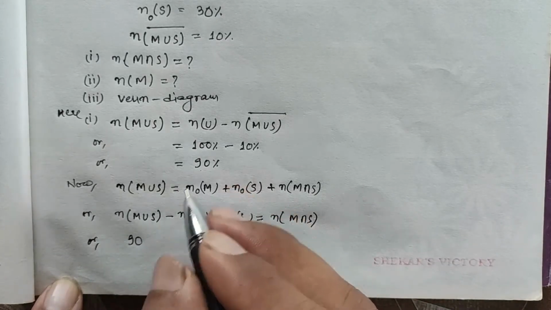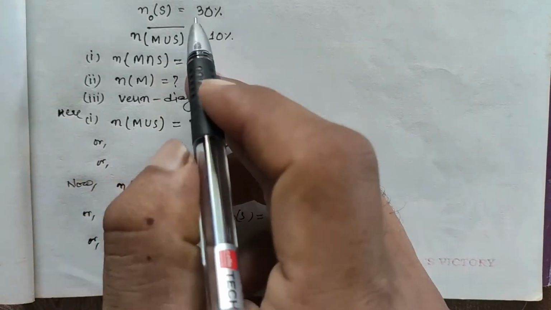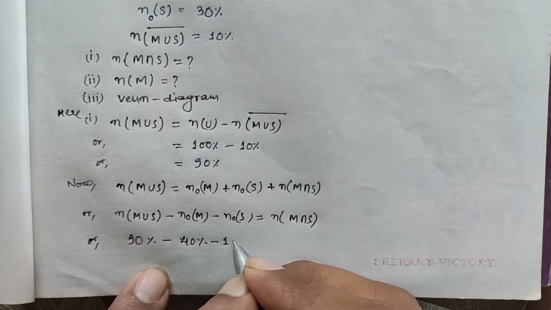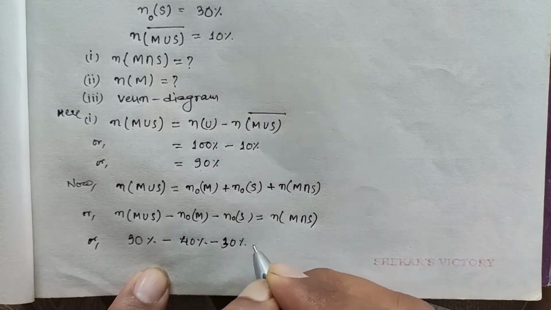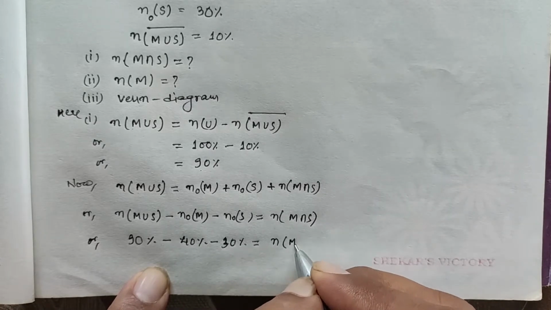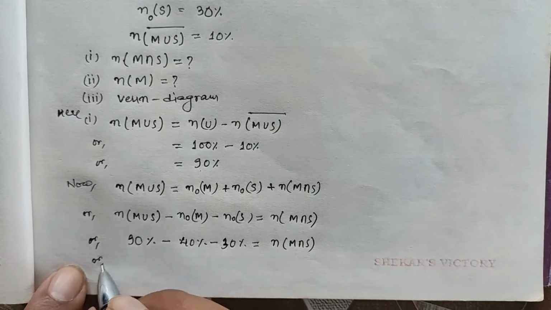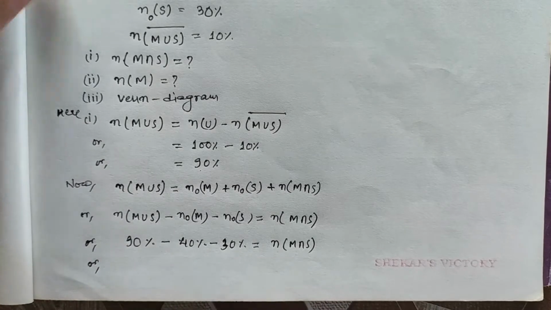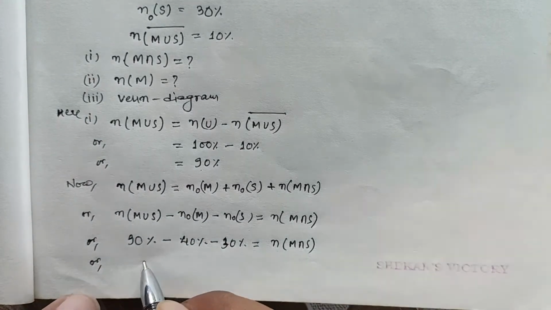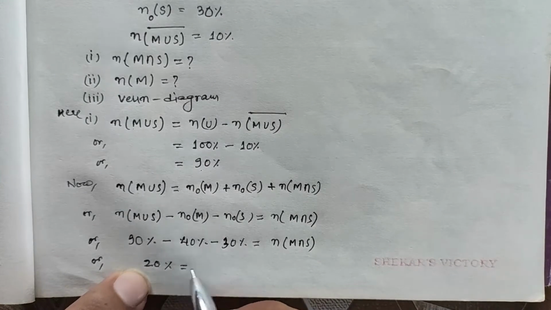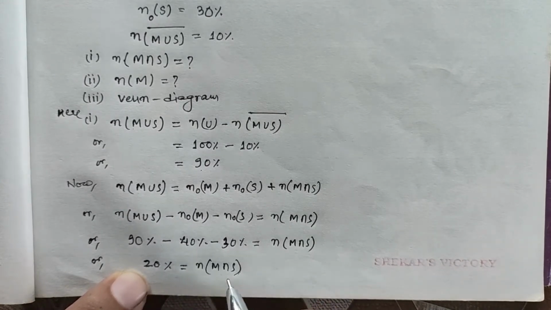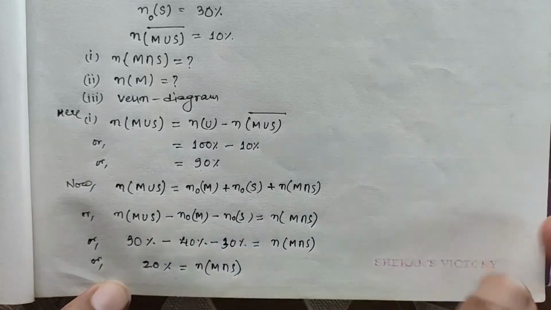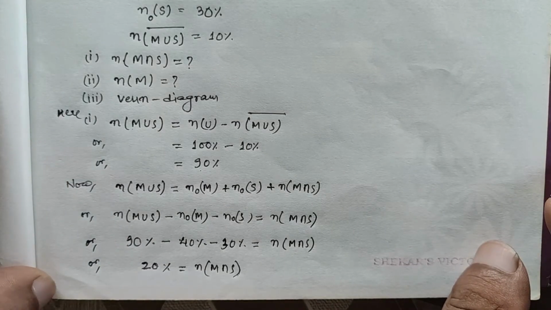So the union we have is 90% minus only: n(only M) is 40 and n(only S) is 30, and then we can get n(M intersection S). These two are added, they become minus 70. So 90 minus 70 is how much? 20%. Yes, 20% equals n(M intersection S). You can use this formula when the only part is given to find the intersection. So 20% is the intersection.